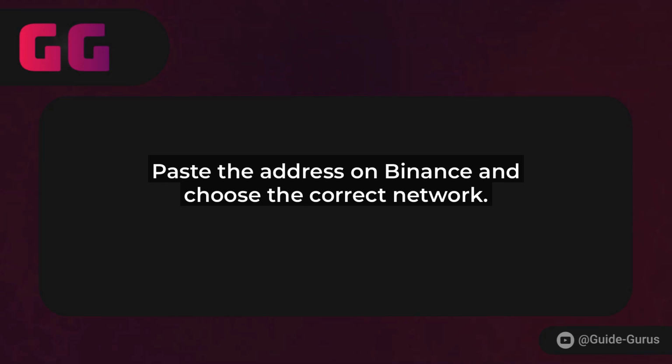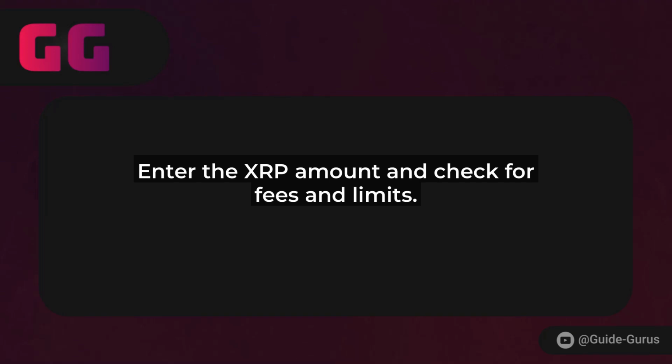Don't forget to select the correct network. For XRP, it's usually the XRP Ledger network, so confirm that matches. Next, enter the amount of XRP you want to withdraw. Remember, there might be minimum withdrawal limits and network fees, so check those details on Binance's site to avoid surprises.